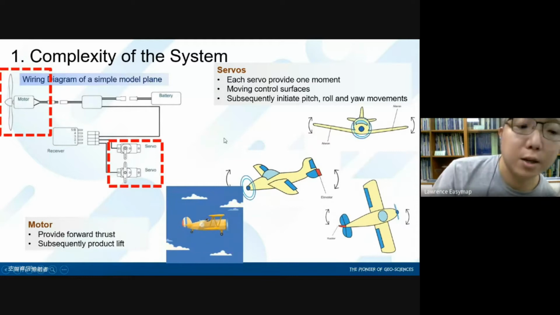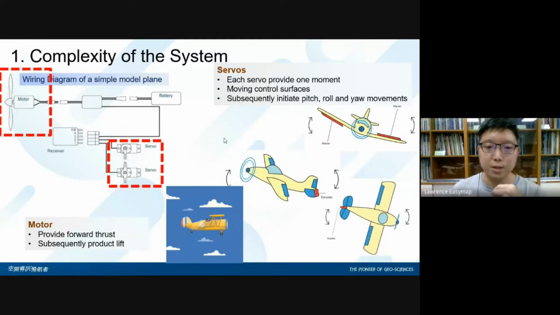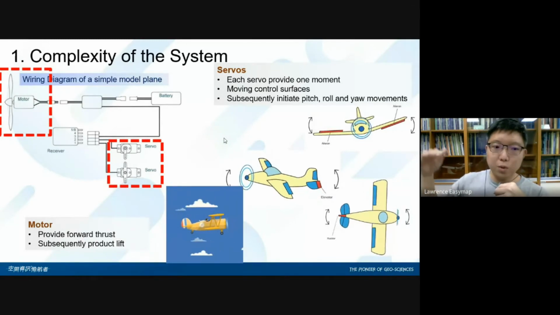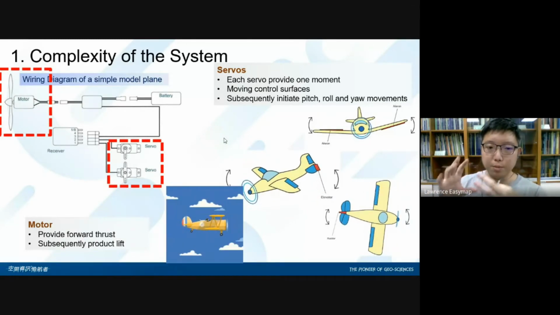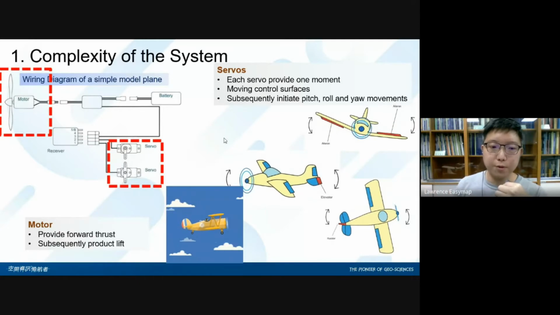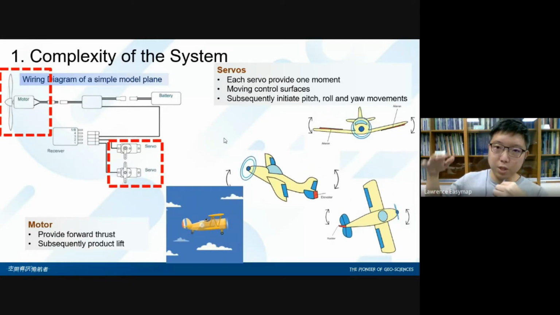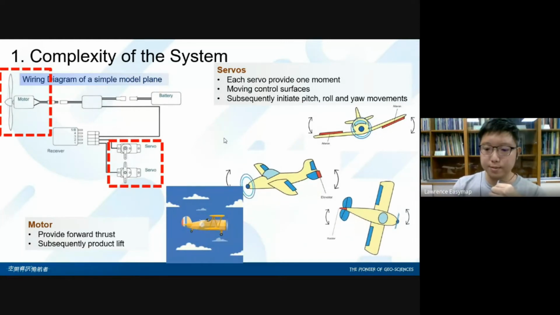Okay, and the fourth part is the motor. It is very important, of course. Any UAV needs to fly forward. So the motor connected with the propeller can provide the forward thrust, and subsequently it produces the lift in order for the UAV to fly in the sky.